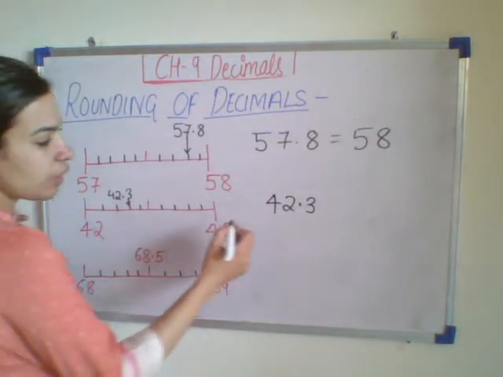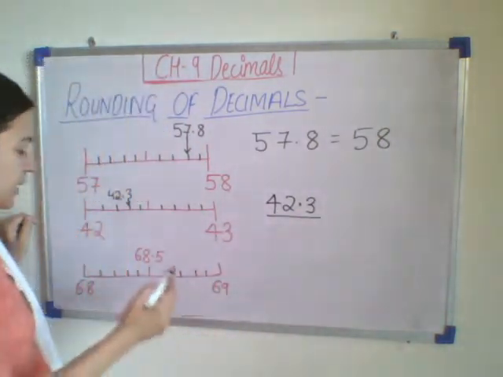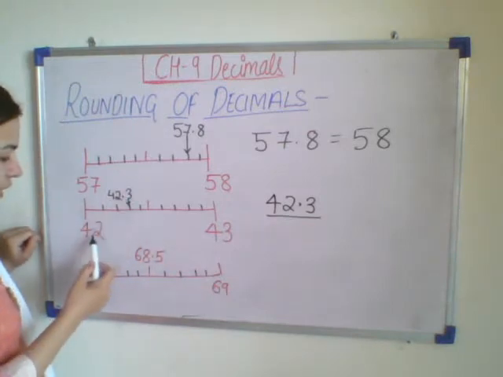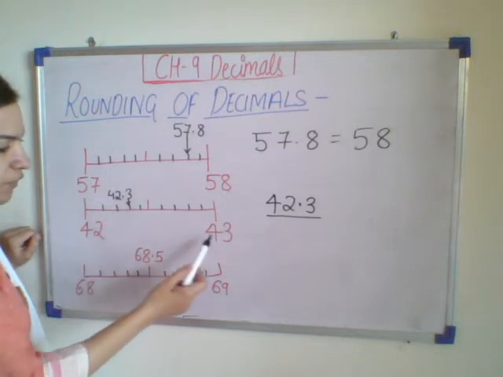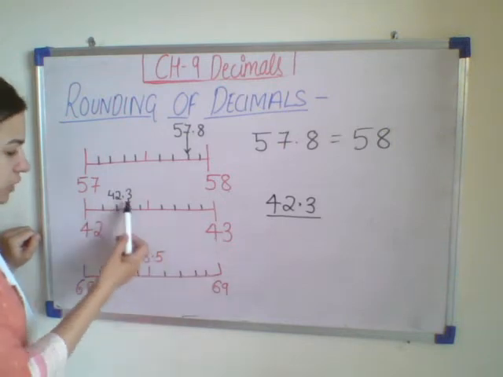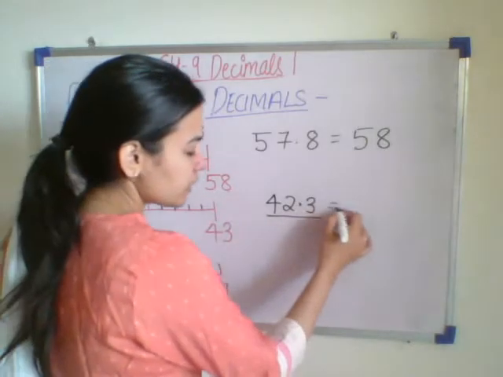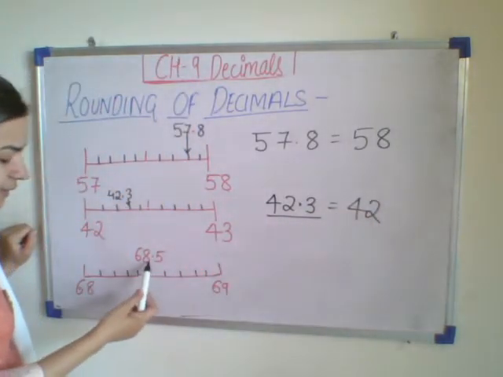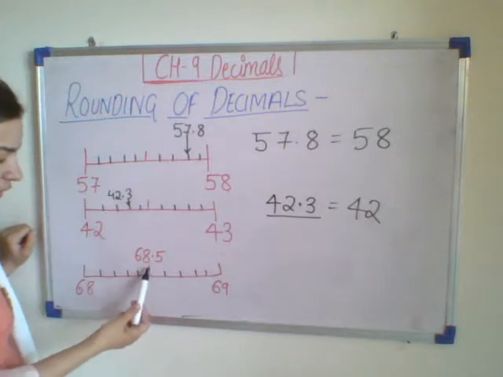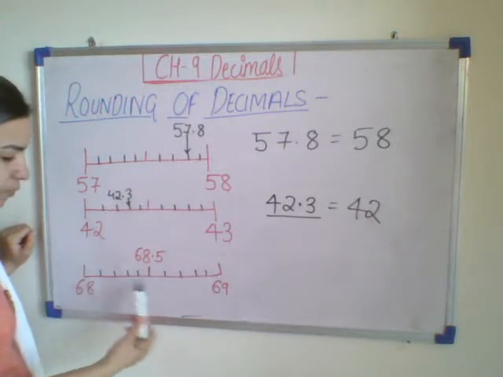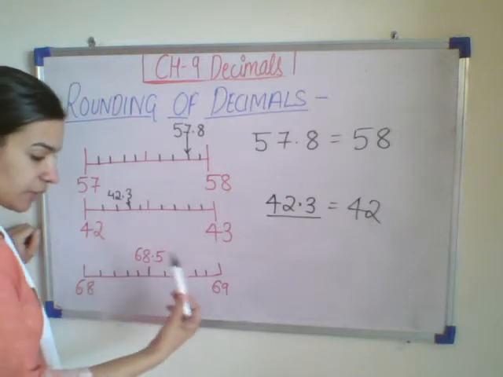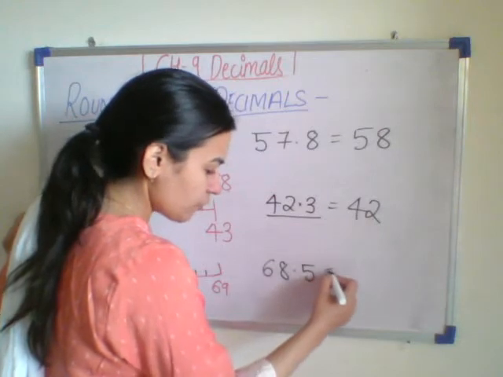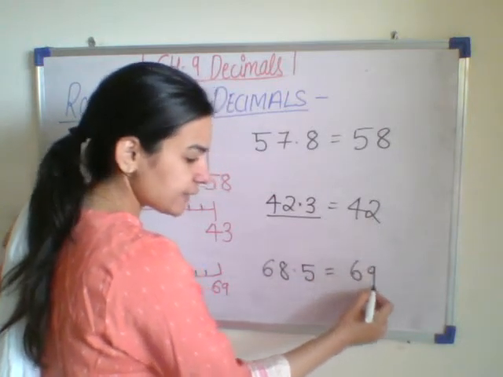Next we have to round off 42.3. Now see, here is 42.3. This 42.3 is nearer to 42 but far from 43. So we could write 42.3 as 42. Next is 68.5. Now 68.5 is in between both the numbers. So when we round off 68.5, we could write it as 69.